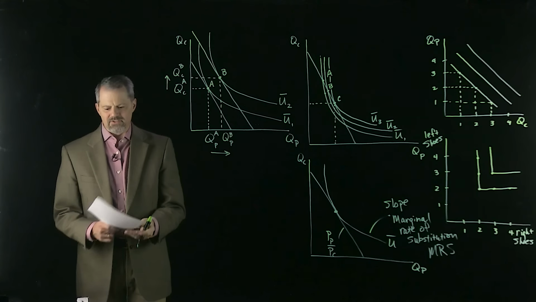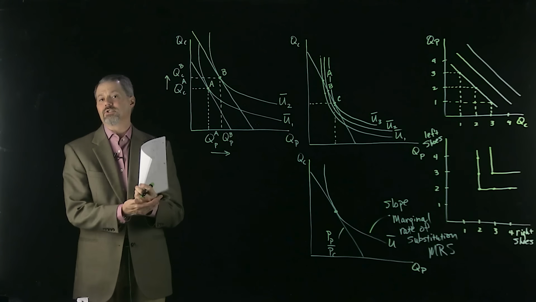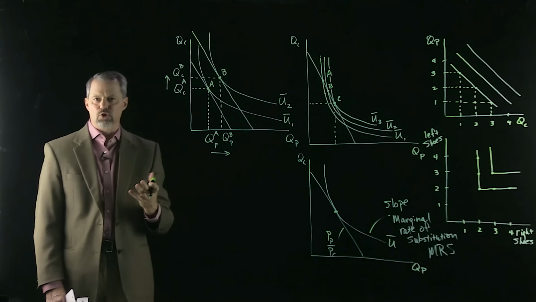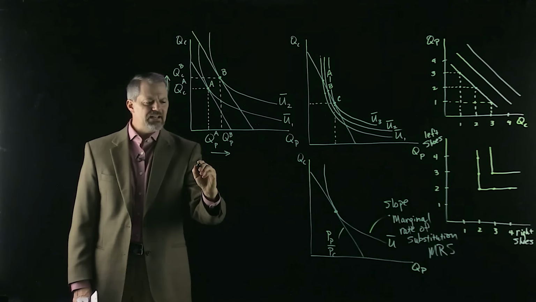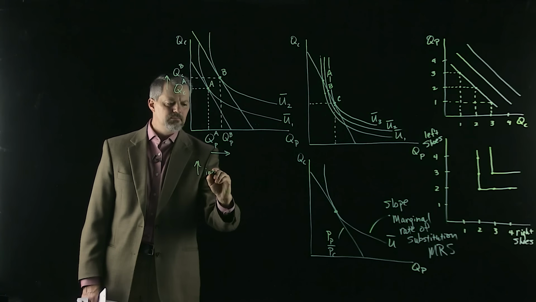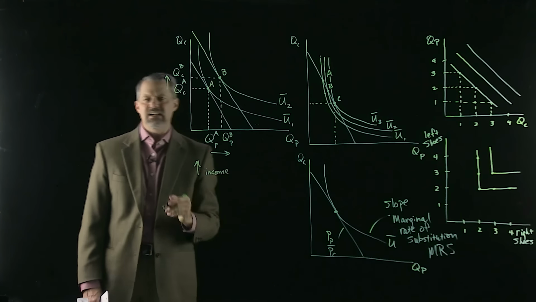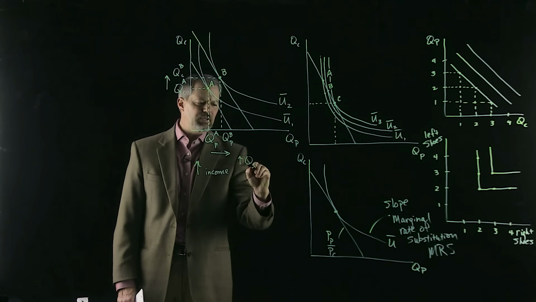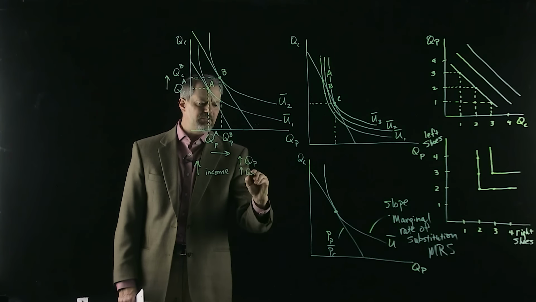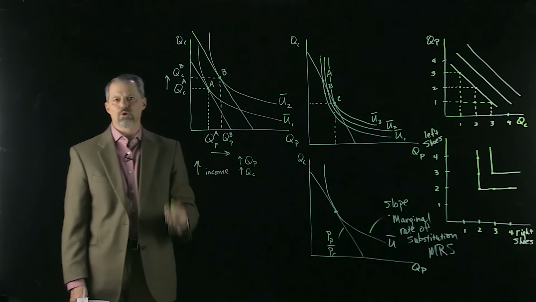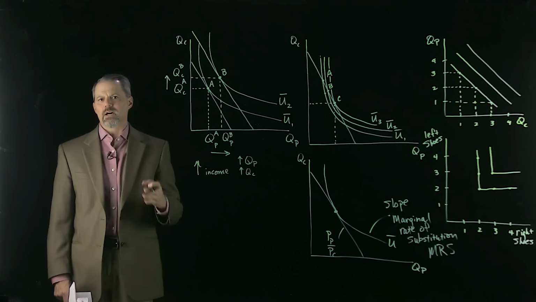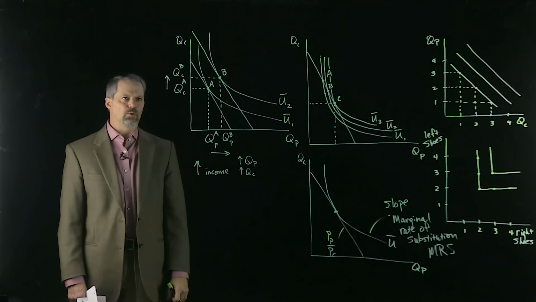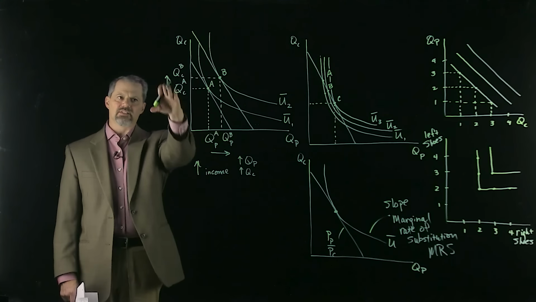Let's think about what this means. This is something that you've seen before, at least you've heard about it. What this is telling us is that both pizza and Coke are normal goods, because we had an increase in income, and that increase in income led to two things. It led to an increase in quantity of pizza and an increase in quantity of Coke. Well, that's the definition of a normal good. If income goes up and you buy more of the good, then it's normal. And that's happening for both pizza and Coke.